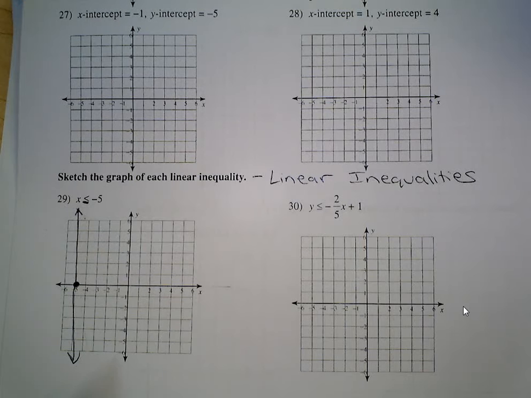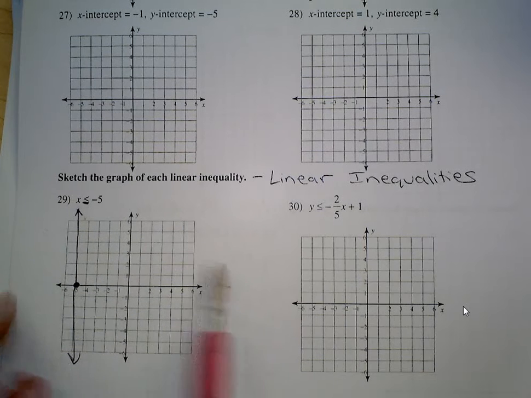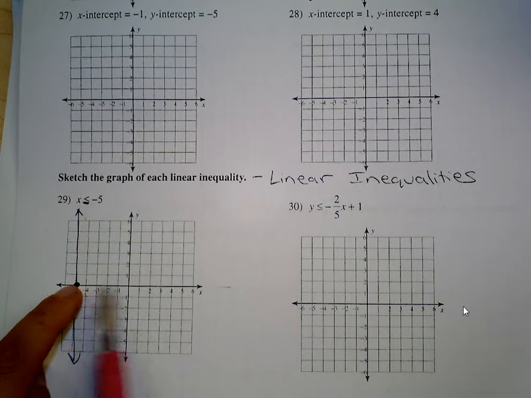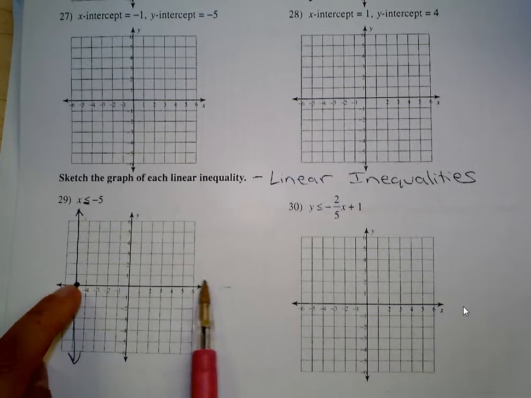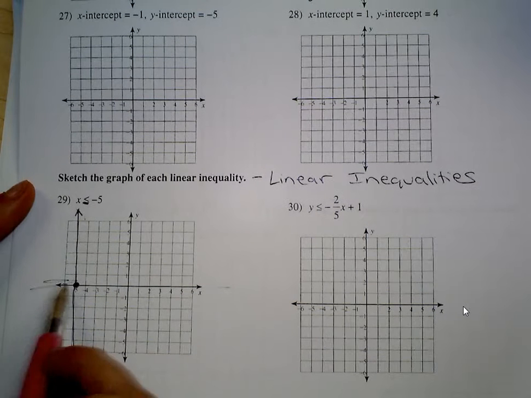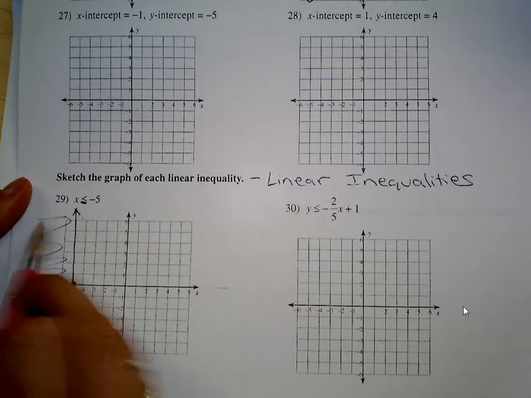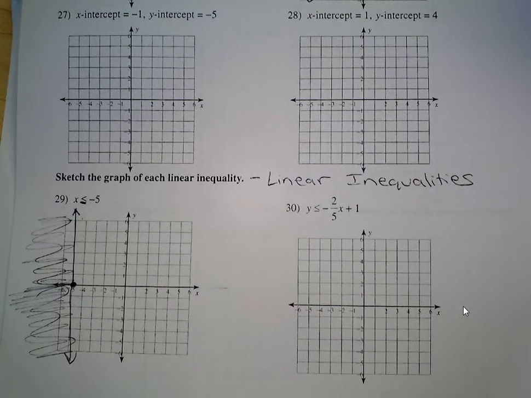Well, if it's less than or equal to -5, if I'm talking about x, my number line, I know if I go to the right, I'm getting to larger x values. So that means I need to shade everything to the left, because that is less than -5. It's going to smaller values. So with inequalities, you're going to have shading.